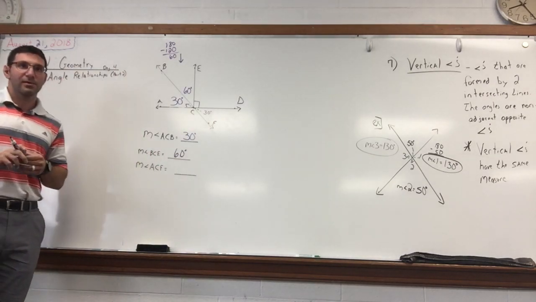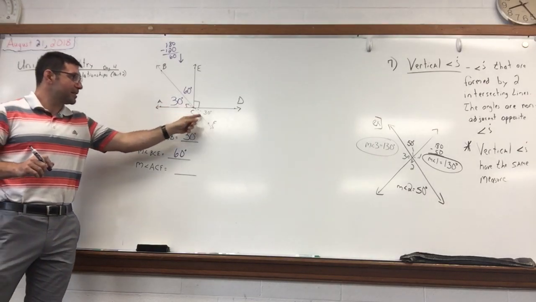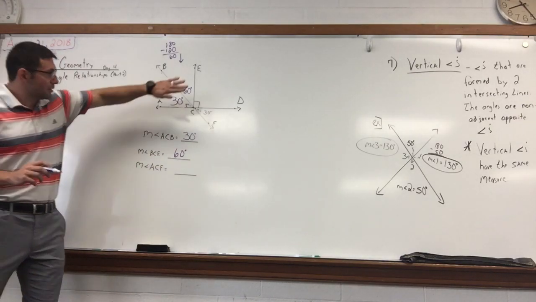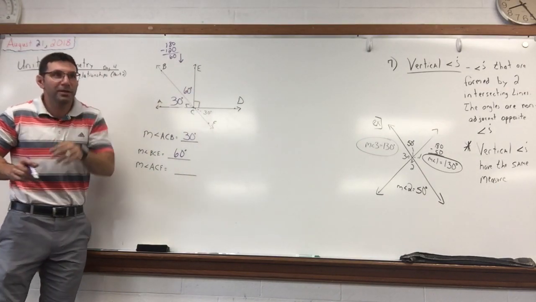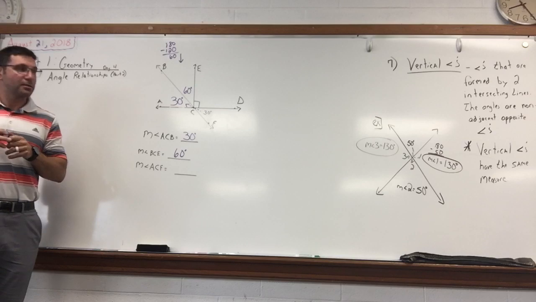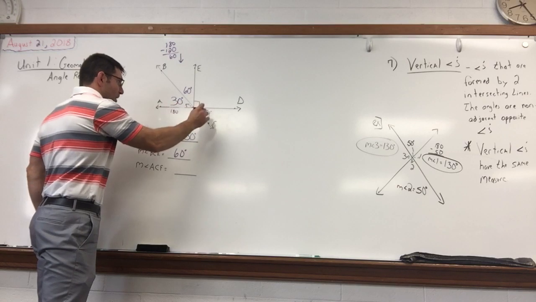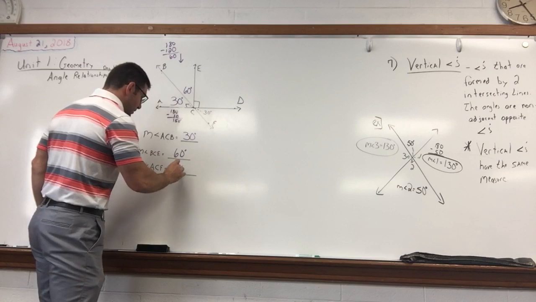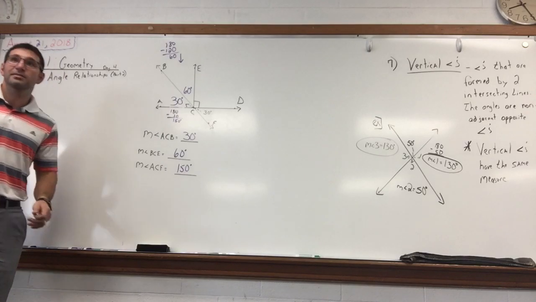Last but not least, how am I going to find angle ACF? Do we have a straight line? Yes. So if this is 30, what does angle ACF have to be? Go ahead, Emma. 180. The whole line has to be 180. So to find this, I'm going to say 180 minus this portion, which is 30. That leaves me with 150 degrees.